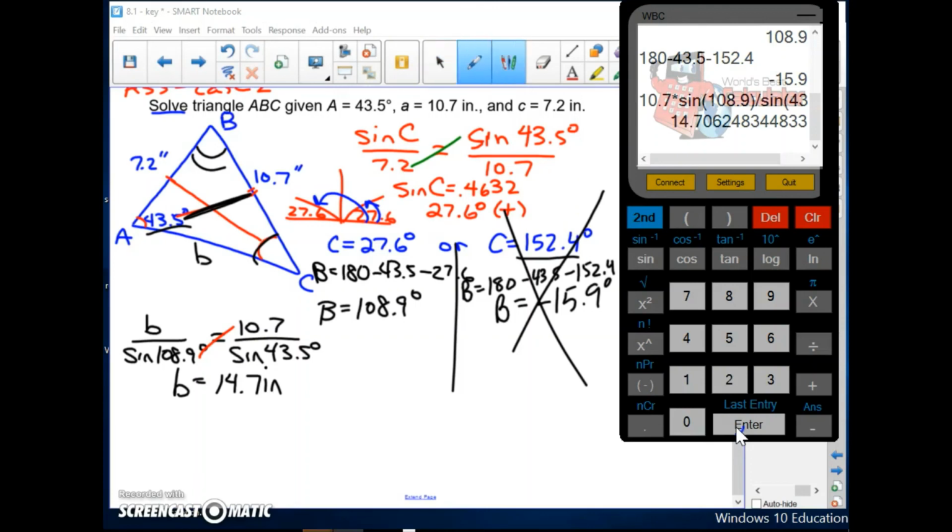So I think the best thing that you can do is at the end kind of summarize your answer. One triangle exists, and we found angle C was 27.6 degrees, angle B was 108.9 degrees, and side B was 14.7 inches.